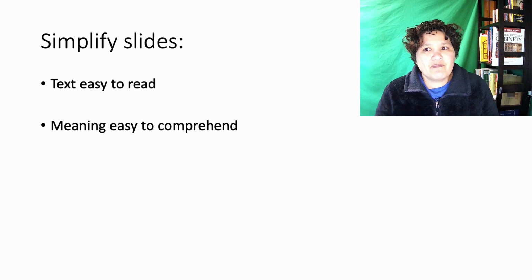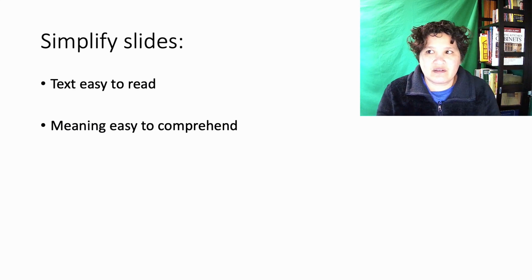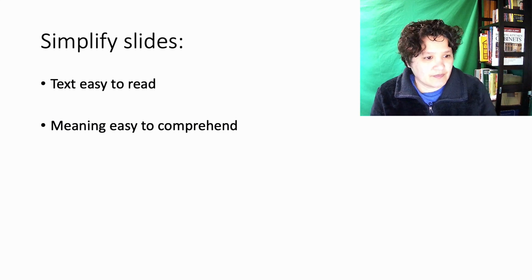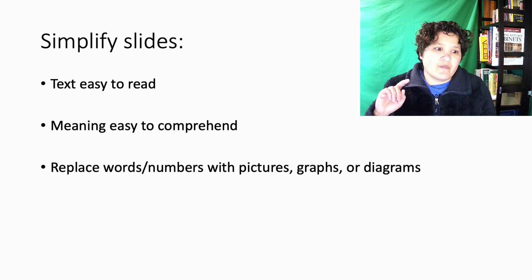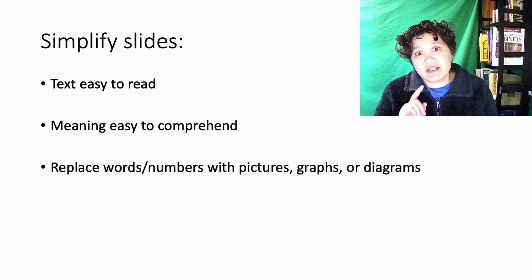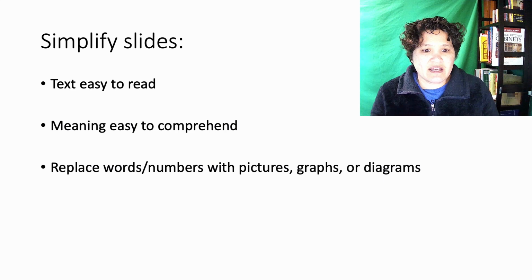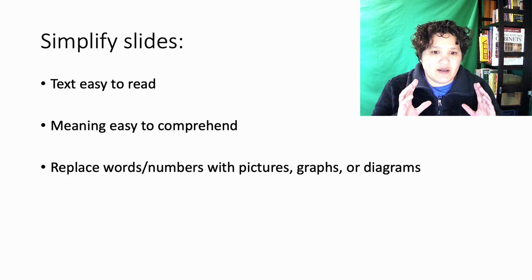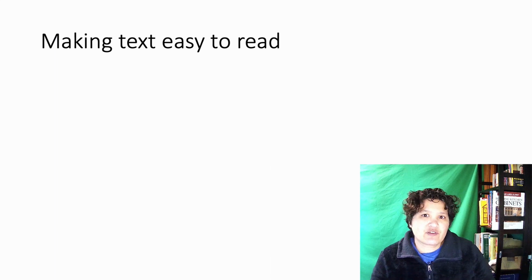Secondly, make the meaning of that text very easy to understand. So it's not just enough to have readable things if it's just gobbledygook. If it's readable gobbledygook, still not good. And the final thing to do is to use as few words as possible. And you do that by replacing words, and I'm going to say numbers too, I'll show you this in a little bit, replacing those words or numbers with some sort of non-wordy, non-numerical, visual thing like a picture, a graph, or a diagram. So let's go into those three things a little more.